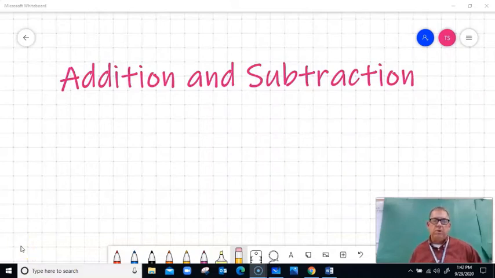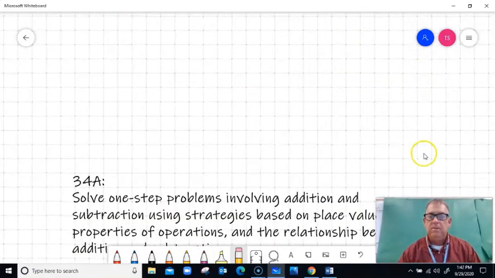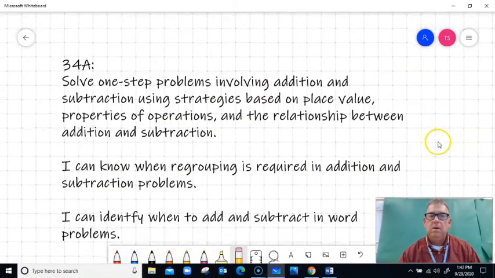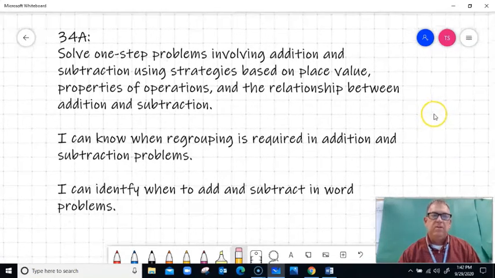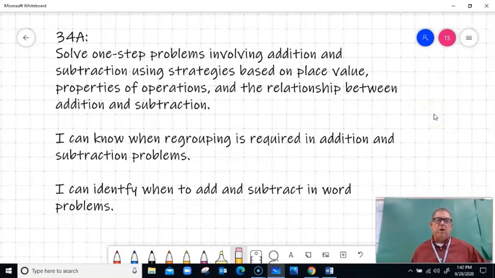Okay, today we're going to do a review over addition and subtraction. And let's go ahead and look at our objective. Okay, our objective is 3.4a, and that's solve one-step problems involving addition and subtraction using strategies based on place value, properties of operation, and the relationship between addition and subtraction.